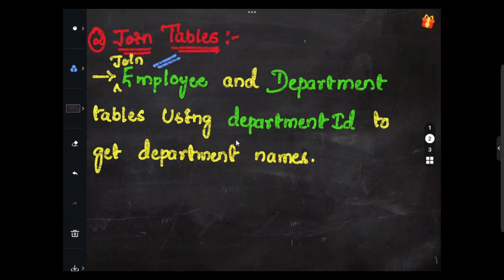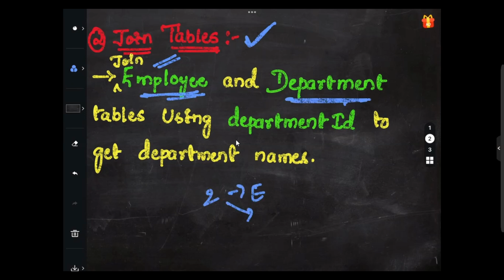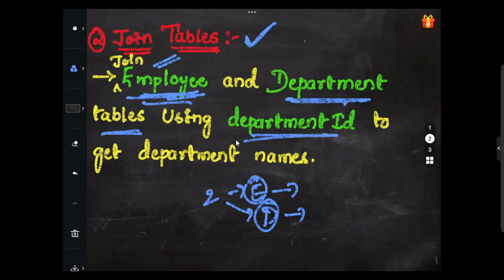Next, let's move on to the second step, join tables. We will join the employee and department tables. We have two tables, one is employee and another one is department, right? While explaining the question, I showed the two tables along with the types. For each column we have a particular type. We will join the employee and department tables using department ID to get the department names.